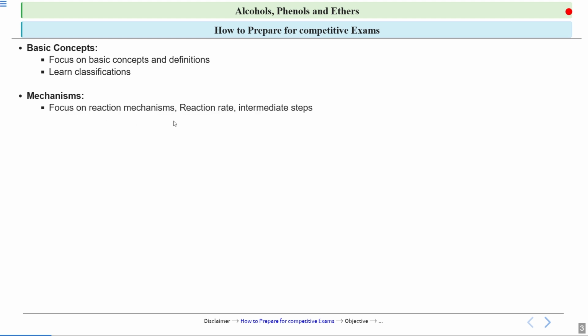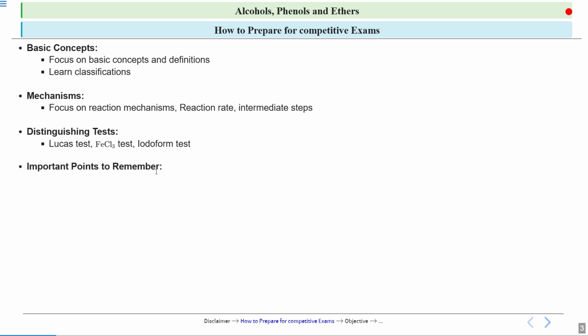So focus on the reaction mechanisms, reaction rate, and the intermediate steps which are included in the reactions of alcohols, phenols, and ethers. You also have to focus on the distinguishing tests like Lucas test, FeCl3 test, iodoform test. They are the tests which we use to distinguish among the alcohols or the phenols.